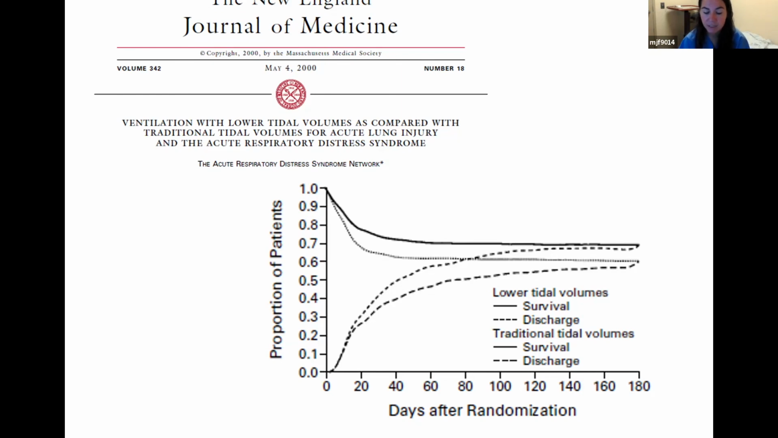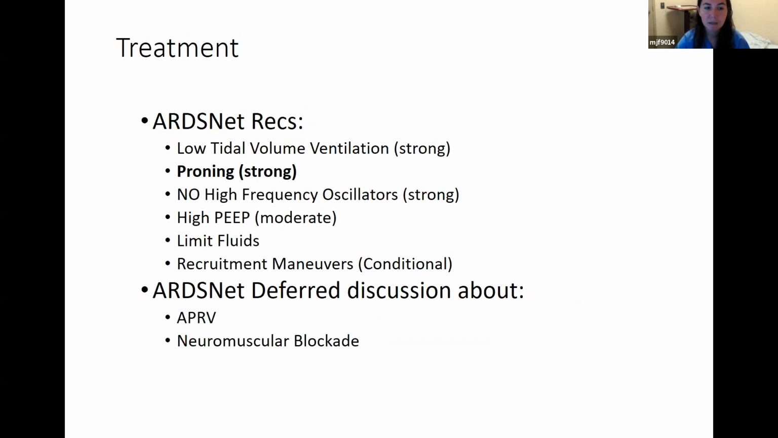And this makes sense physiologically because smaller tidal volumes means less biotrauma, less inflammatory cytokine release, less inflammation, fibrosis, etc. So pretty much across the board, people agree that this is the way to go, low tidal volume ventilation. The next recommendation that ARDSnet came out strongly in favor of was proning.